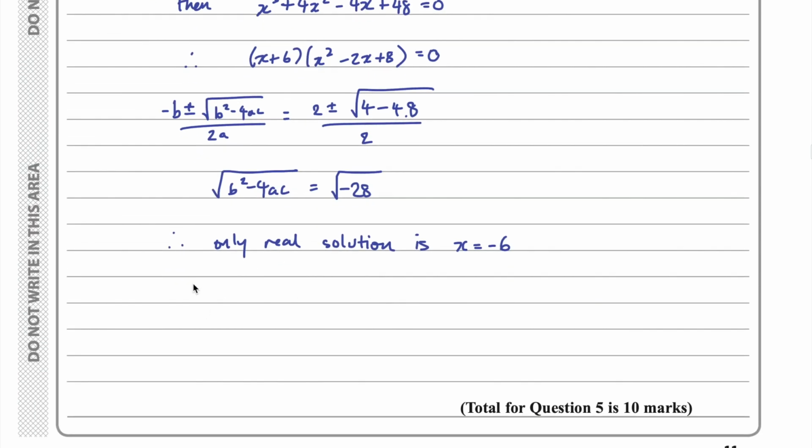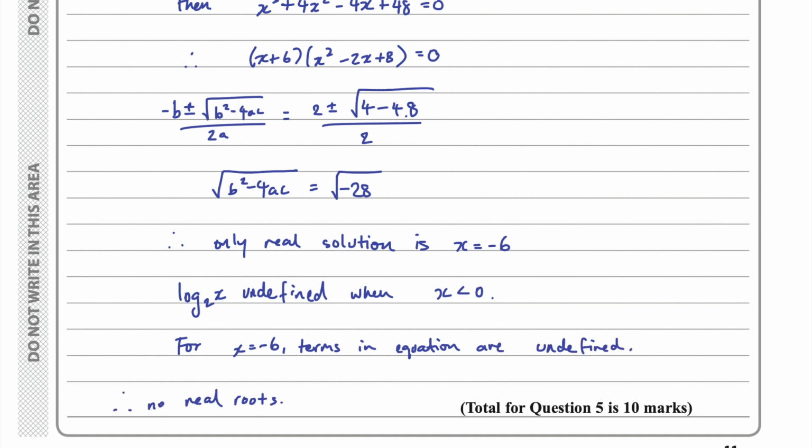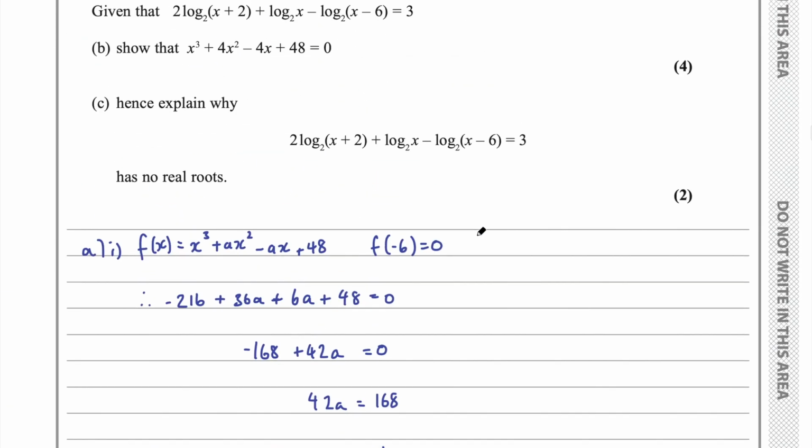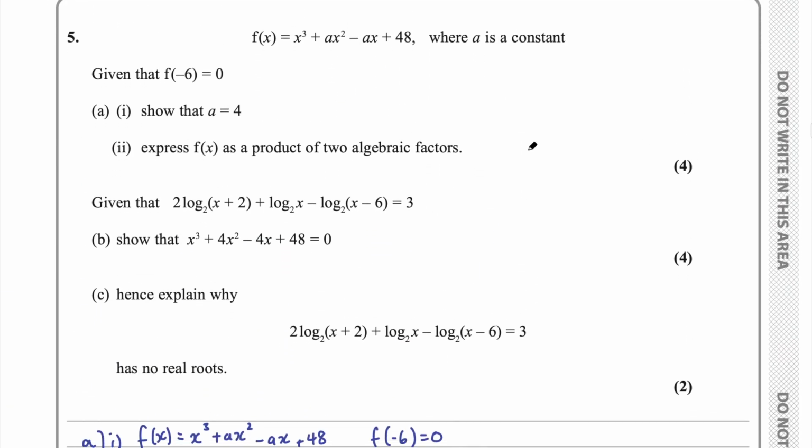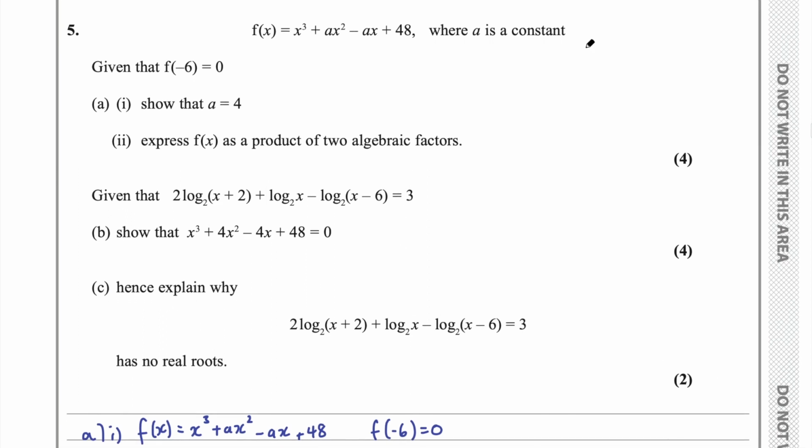So the next thing we need to state is log of x is undefined when x is less than 0. So for x equal to negative 6, terms in our equation are undefined. So therefore, there are no real roots. Okay, that was question 5 for 10 marks. Let's just go back to the marks. So we had 4 marks for part A, 4 marks for part B, and 2 marks for part C.